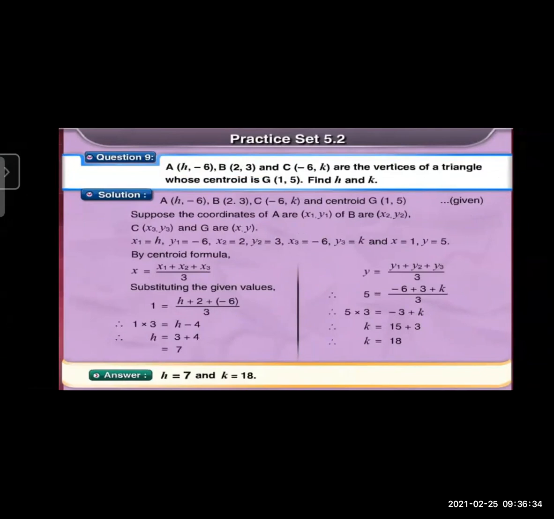A, B, C coordinates are given as the vertices of a triangle. The centroid is given, find H and K. Similarly, like the previous question, we solve this one. First, you have to find x1, y1, x2, y2, x3, y3. Then use the centroid formula, substitute here, and we get the H and K values.